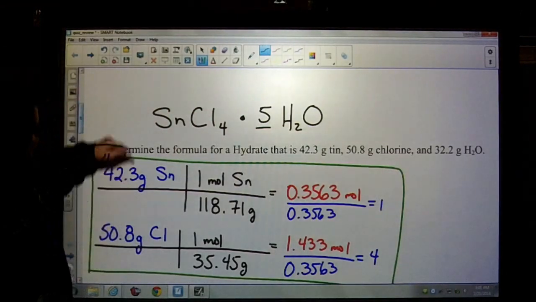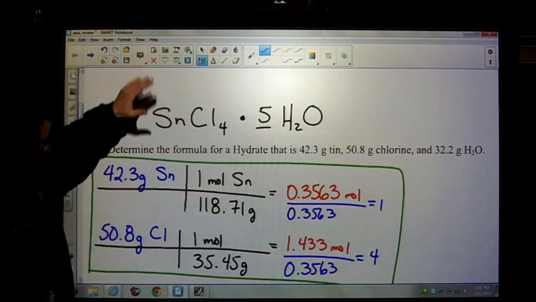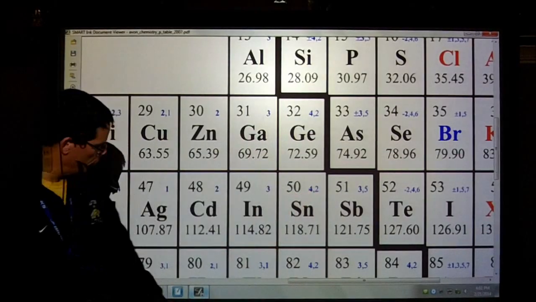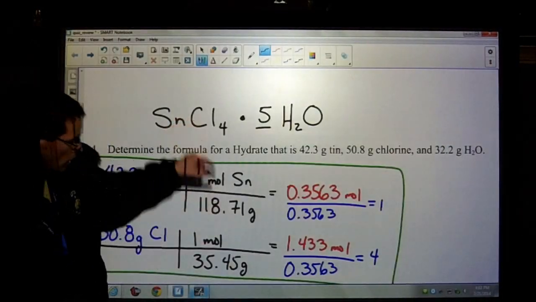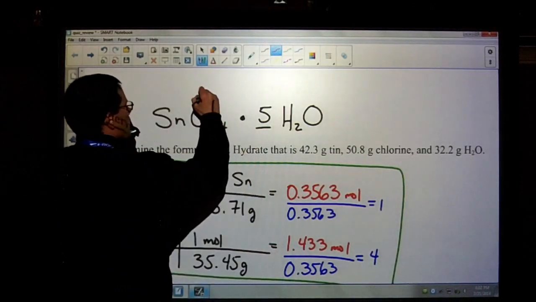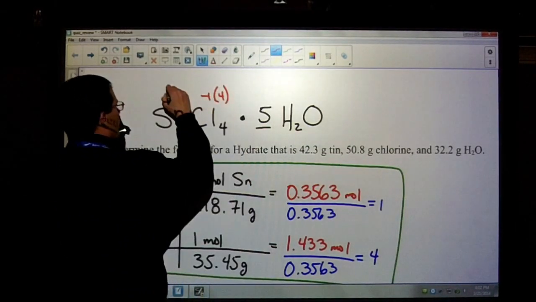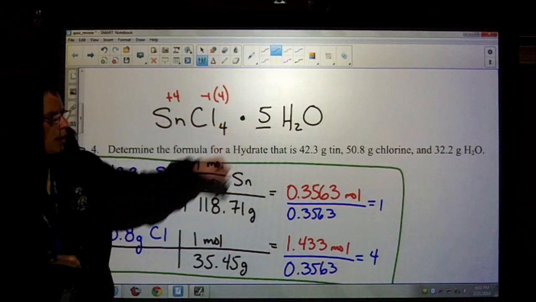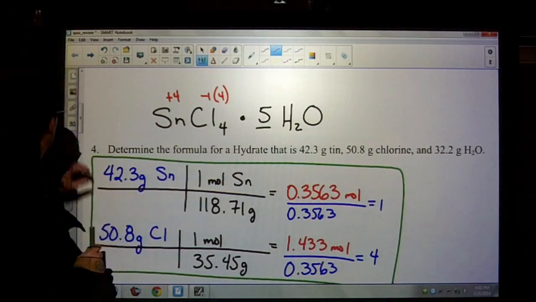So the answer to this one is this. Let's check and see if that's a legal charge. Tin can either be a +4 or a +2 charge, and in this case, it would be a +4 charge, because we have 4 of those, therefore it's a +4. So this is a good legal molecular compound.